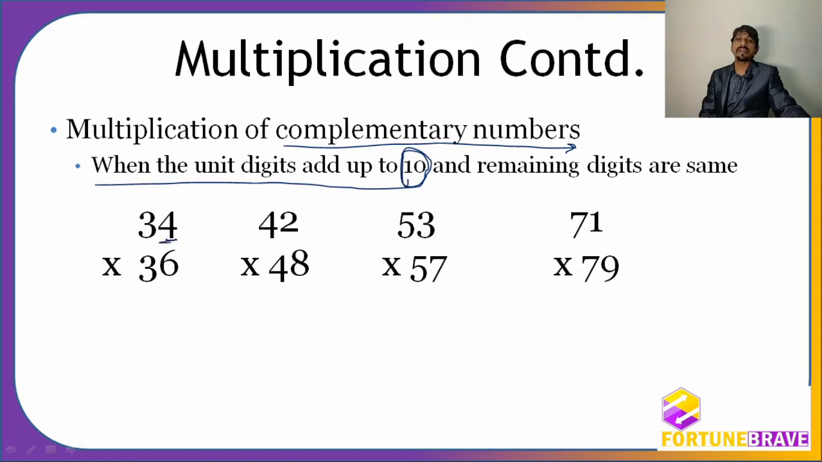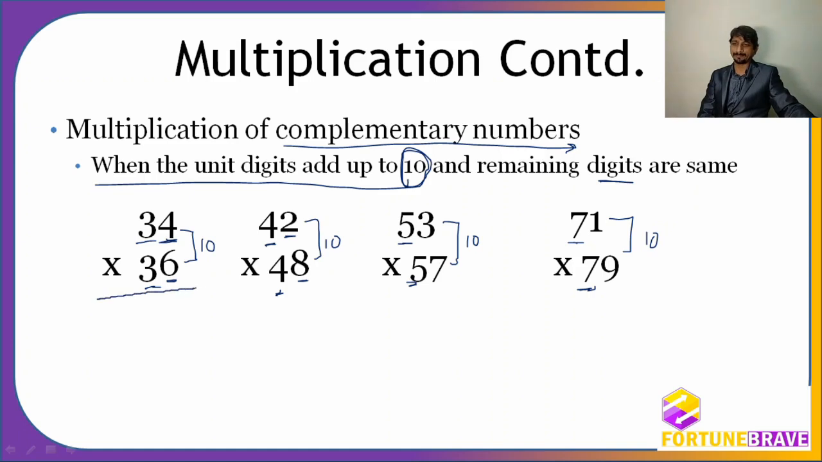So the unit digit here is 4, here it is 6. If you add both of them, what will you get? 10. Same thing here, the unit digits of this and this, if you add up, you will get 10. 3 plus 7, you will get 10, and so on. Is that clear? And the remaining digits are the same, my dear friend. Here 7, 7, here 5, 5, here 4, 4, here 3, 3. The alignment is a little bit different here, but that doesn't matter.